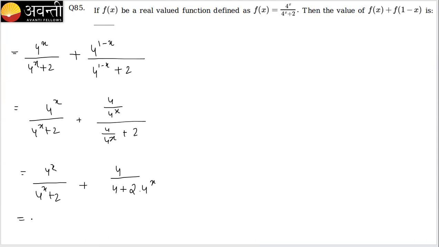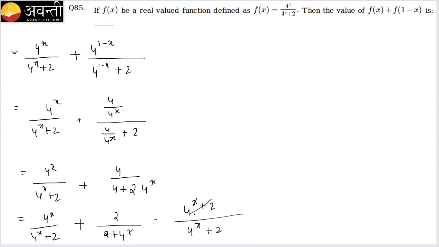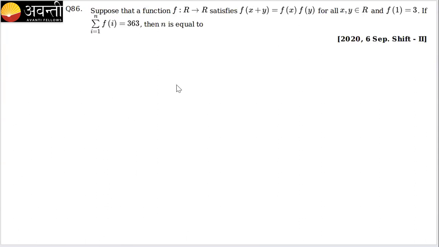From here I can take 2 common and I can cancel 4 raised to x upon 4 raised to x plus 2. 2 common from here and 2 common from below as well, so I'll be left with 2 plus 4 raised to x. Now there's no need to take LCM because both are the same, so 4 raised to x plus 2 on top also 4 raised to x plus 2. So this answer is 1. Very simple. Let's move on to the next question.